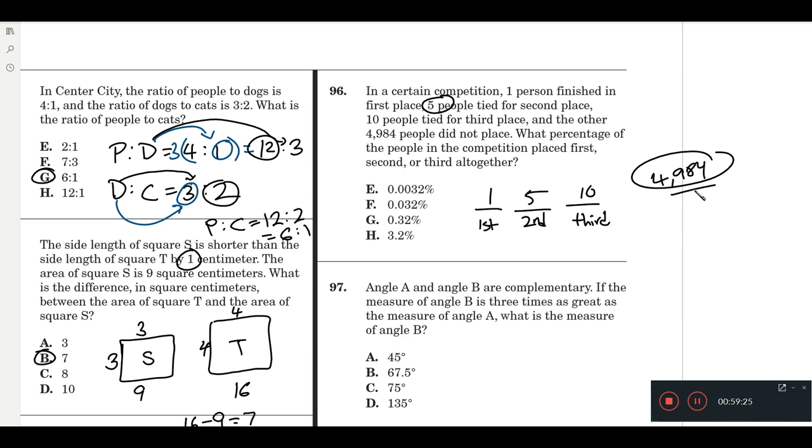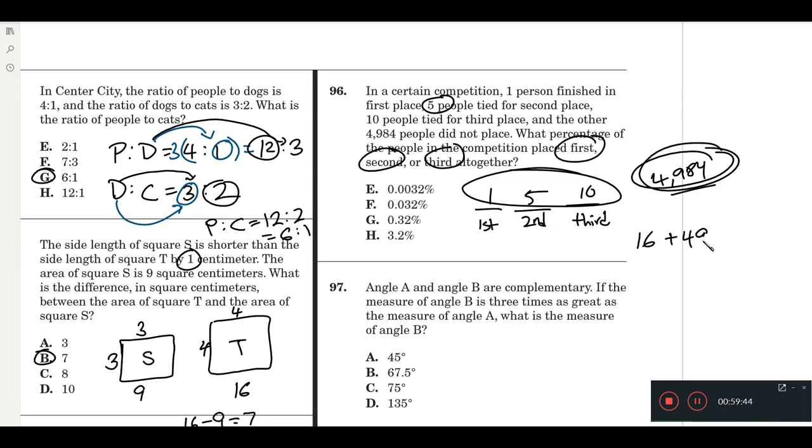So what percentage of the people in the competition placed first, second, or third altogether? So you just add them, right? Altogether, how many people are first, second, third? 16. 16 out of 5,000. But there are these 4,984 people who did not place, so it's 5,000 people in total.